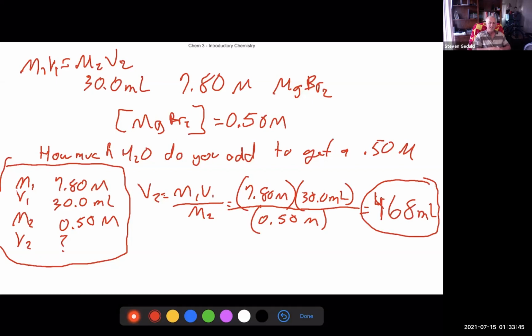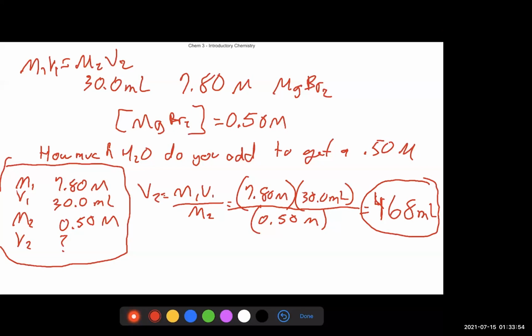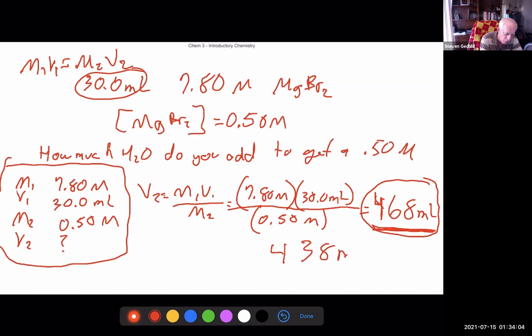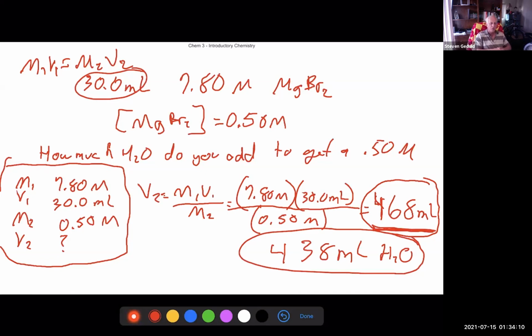Okay? That is the total volume. That's not what the question asked. The question is, how much water do you add? You have to end up with 468 milliliters of solution. You started with 30 milliliters of solution. So you had to add 438 milliliters of water. That's what the question is asking you. You're adding 438 milliliters to give you a total volume of 468 for your final dilution.